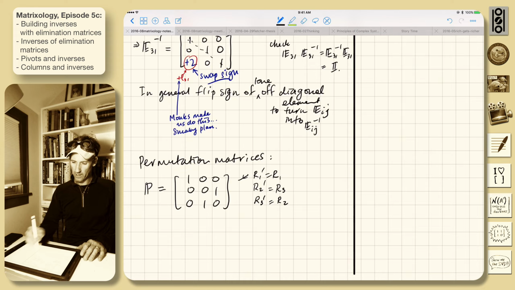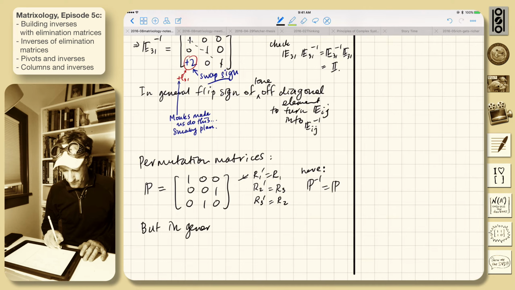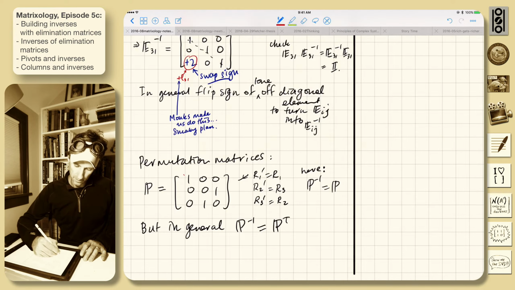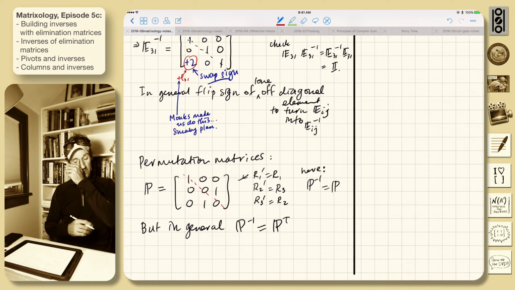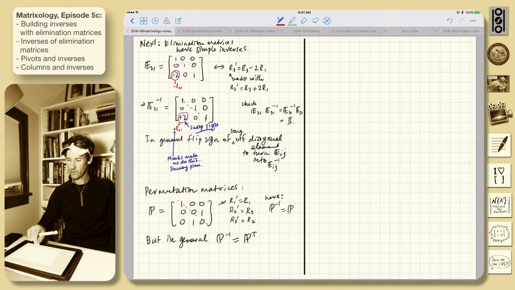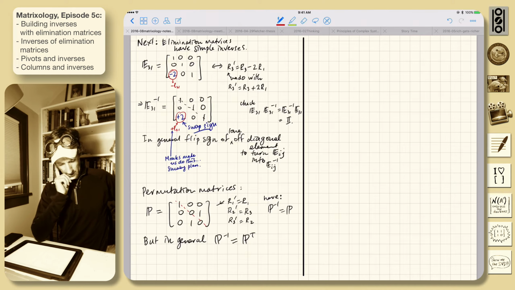So how do you undo that? Well, you just have to swap this back. In this case, P to the minus 1 is the same thing. You just permute it again. But in general, P inverse is P transpose, which is true here too. I'm introducing that term: if we swapped it around the diagonal, we get the same matrix back. So it's the transpose of P. We could prove that a little bit later on, but I'm just going to say it here. Okay, that's good.